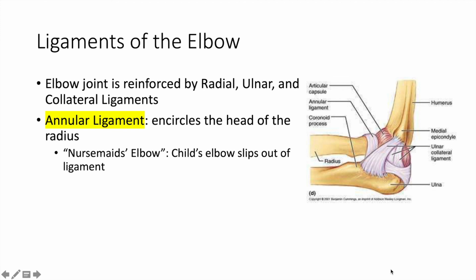So the ligaments of the elbow. The elbow joint is reinforced by the radial and ulnar collateral ligaments. But also there's going to be the annular ligament. So that's really important to know. It encircles the head of the radius, and a clinical note is that nursemaid's elbow is where a child's elbow slips out of that ligament. So just make sure you know where that is. Maybe you can find that on a model, for instance. That's important to know what ligament that is.